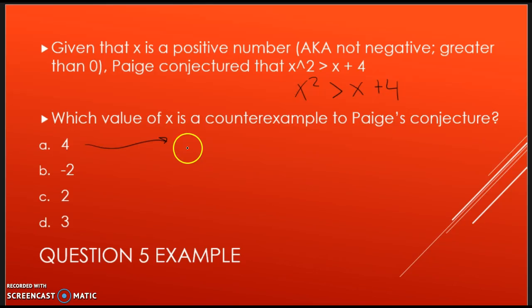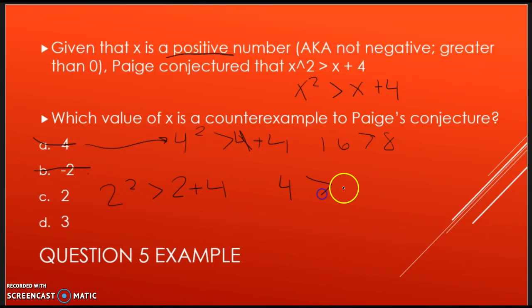What about 4? 4 squared greater than 4 plus 4. Well, that's true, because 16 is greater than 8, so that actually proves her conjecture. We're trying to disprove it. Negative 2, that's not helpful because we said x is positive, so we can ignore that. What about 2? 2 squared, is that greater than 2 plus 4? 2 squared is 4. 2 plus 4 is 6. 4 is not greater than 6, so this is a counterexample.